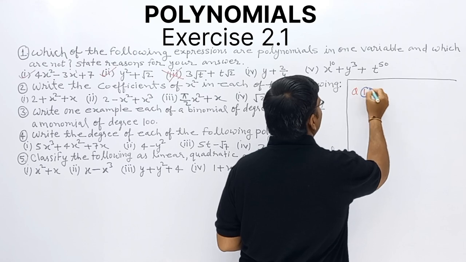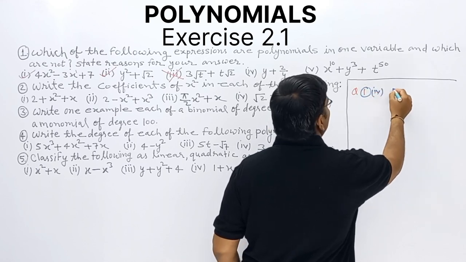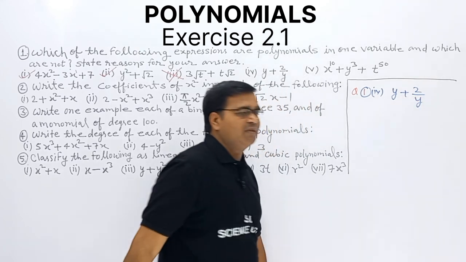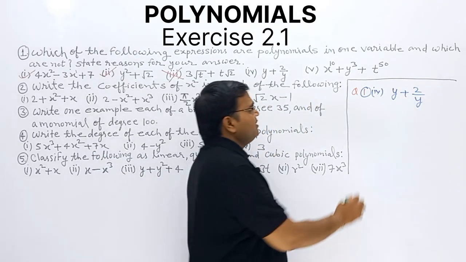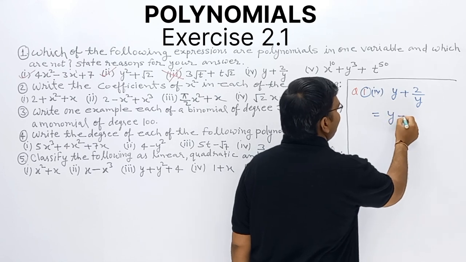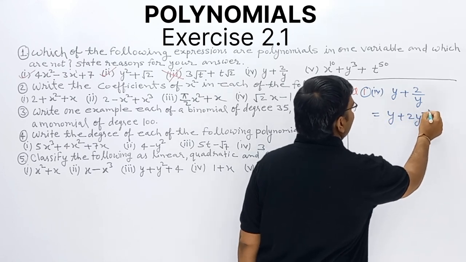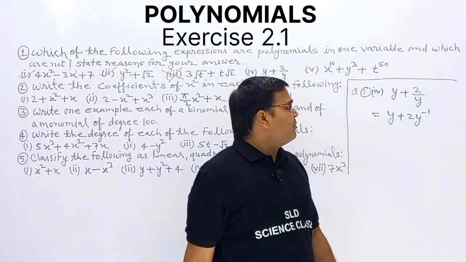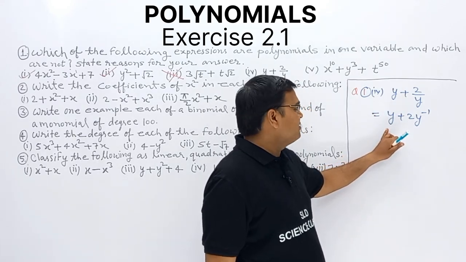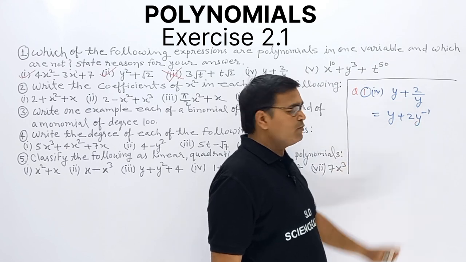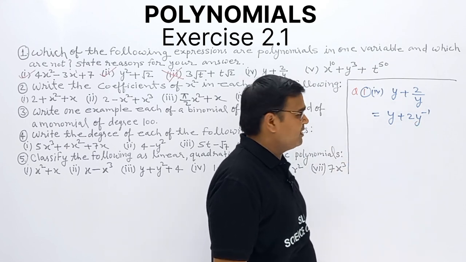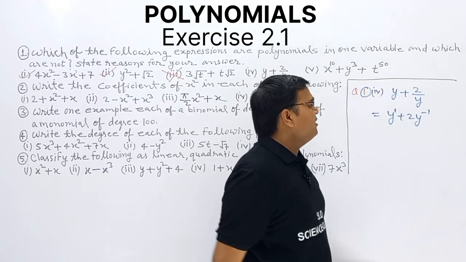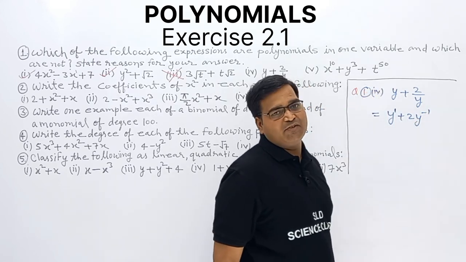Question number four. That one is y plus 2 upon y. Now simplify this one. This can be written as y plus 2 times y power minus 1. In which we are using variable y. Clear? 2 is the constant, the coefficient of y power minus 1. So this variable has power 1, but this variable has power minus 1.